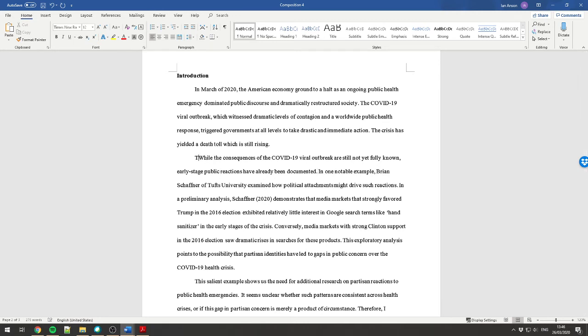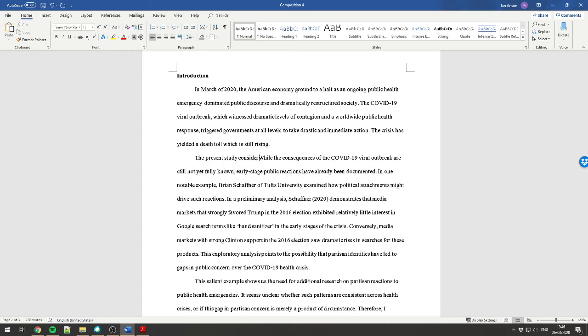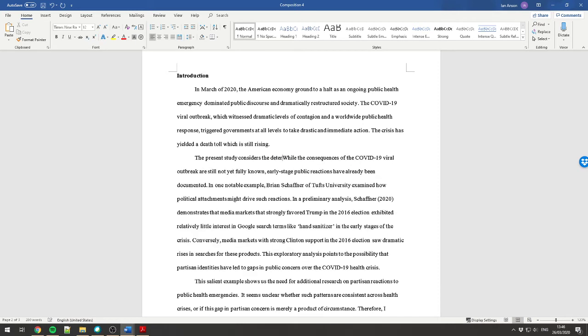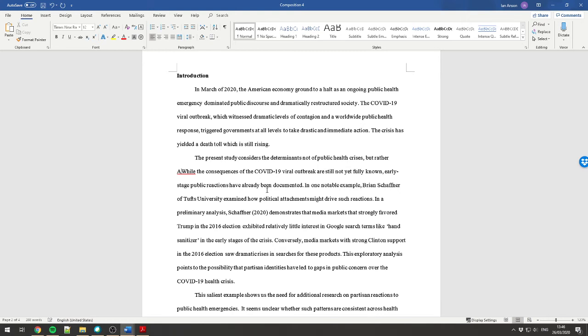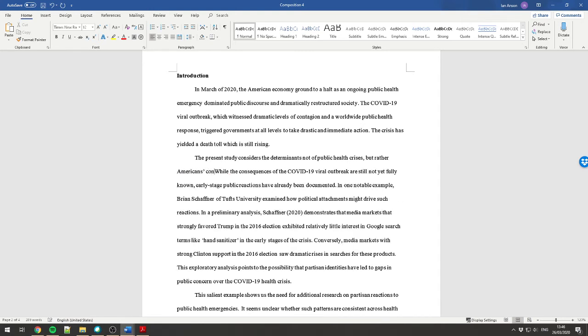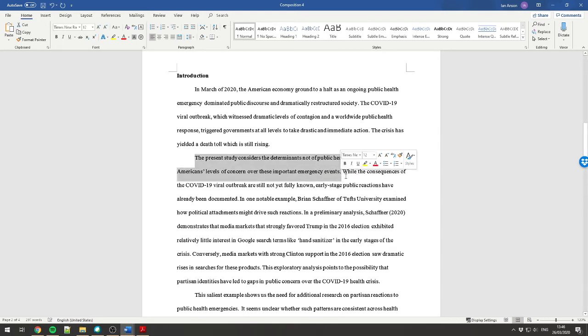Before that even, we could say something like, the present study considers the determinants not of public health crises, but rather Americans' levels of concern over these important emergency events. So now we're thinking that we're trying to signal to the reader again, look, we're really talking about this one thing.